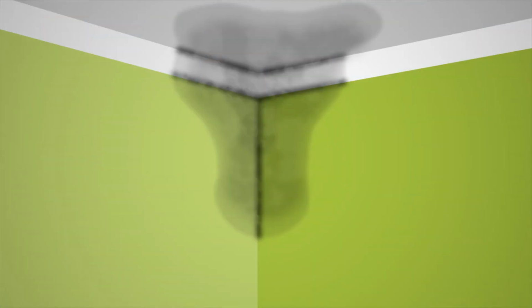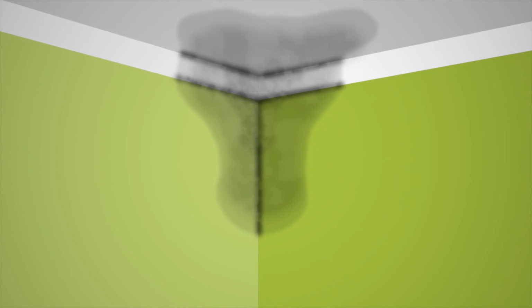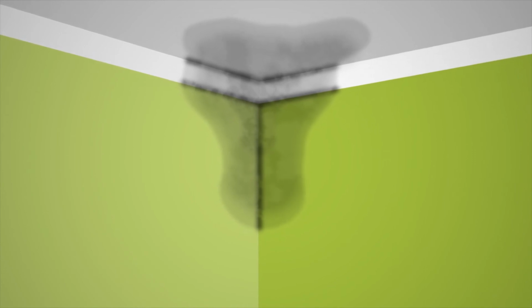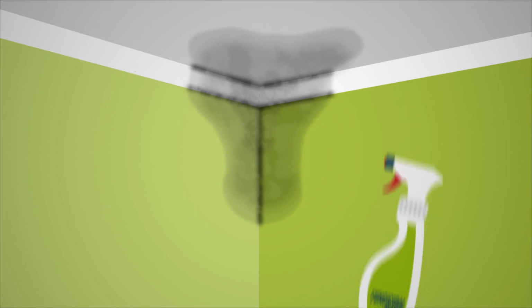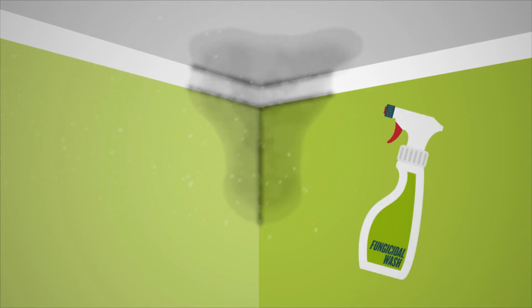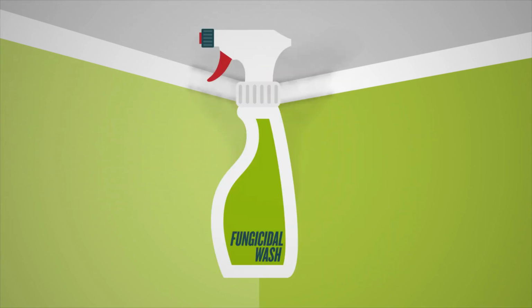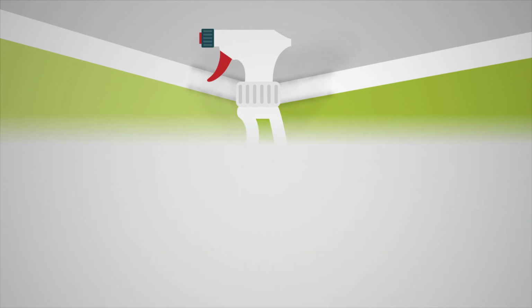Removing mould from the home. If you already have mould in your home, first treat the mould, then deal with the basic problem of condensation to stop mould reappearing. To remove mould, wipe down or spray walls with a general household cleaner. These fungicidal washes are often available at local supermarkets.